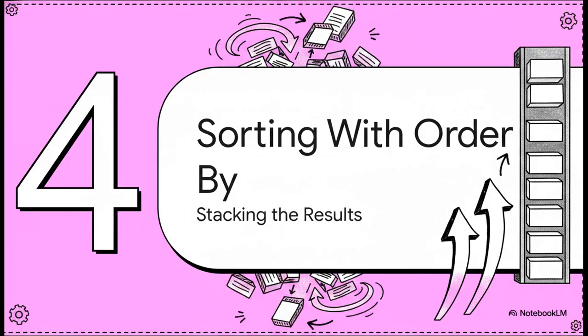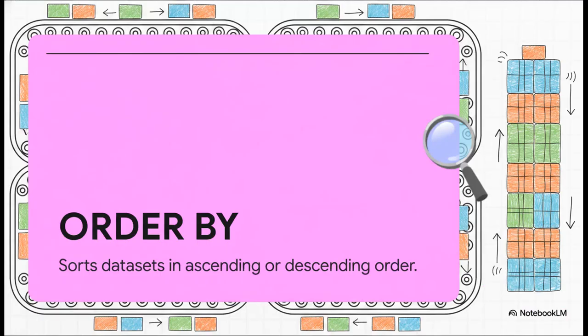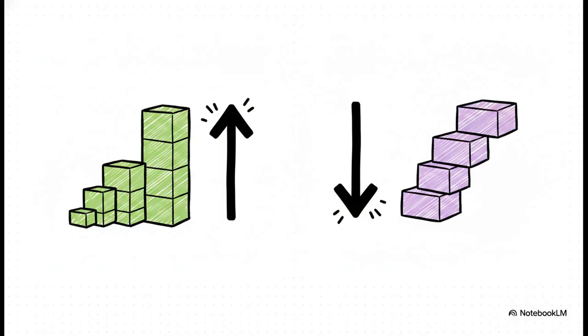Next up is Section 4, sorting with order by, where we stack the results. We have all these amazing insights, but they might be completely out of sequence. If group by bundles the data, the order by clause acts as our factory dispatcher. It takes those finished bundles and neatly stacks them up for final delivery. It's super customizable. By default, ordering by a character column like a first name sweeps from smallest to largest, so A to Z. But just tack on DESC to the end of your command, it completely reverses that flow, ordering your results from Z to A, or largest to smallest.